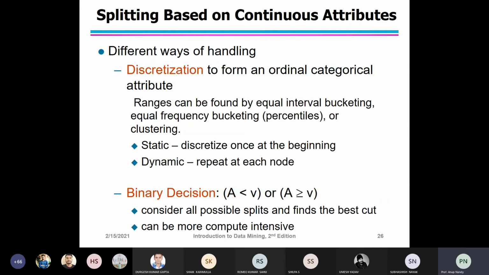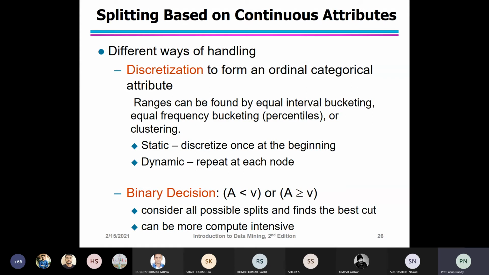The adjacent intervals can also be aggregated into a wider range. The ranges can be found by equal interval bucketing, equal frequency bucketing, or clustering. You have two types of discretization: static and dynamic. Static means discretize once at the beginning. Dynamic means it is repeated at each step.